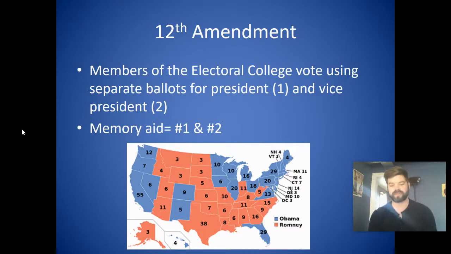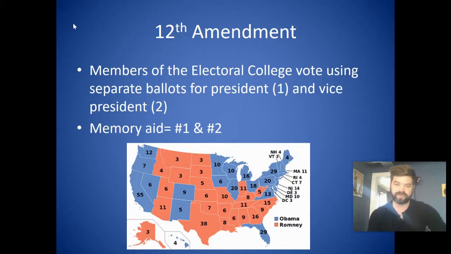So what members of the Electoral College do now is they vote separately. You vote for president, and then they vote for vice president. And it got rid of that whole system of first and second place, and it helps avoid ties as well in the Electoral College. And the memory aid here is 1 and 2. So you have 12. So 1 would be president and vice president. They're separated, like in the number 12, they're separated. So 1 and 2, vice president and president, the ballots are separated when the Electoral College votes.